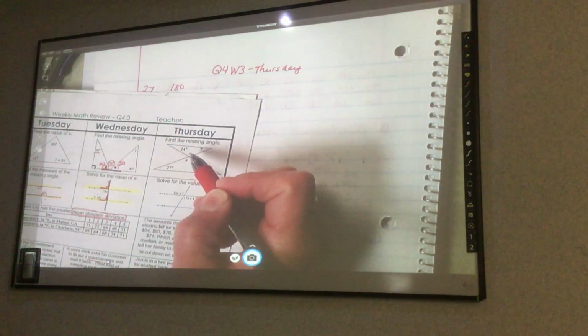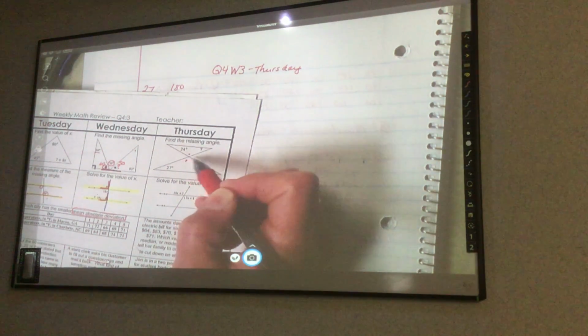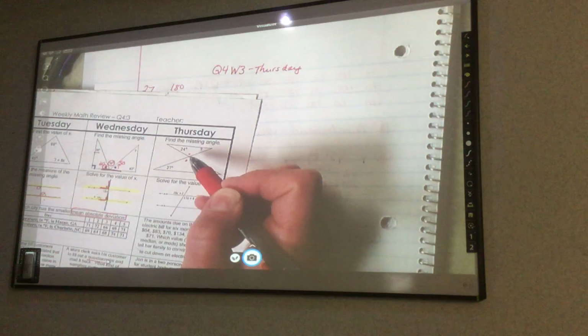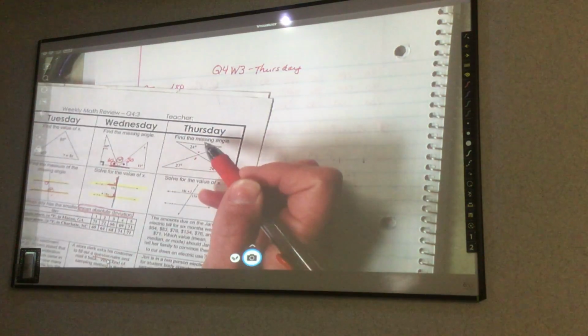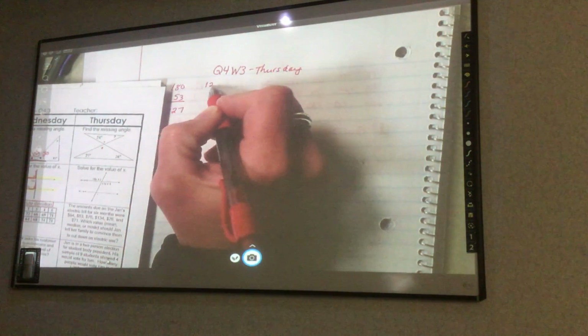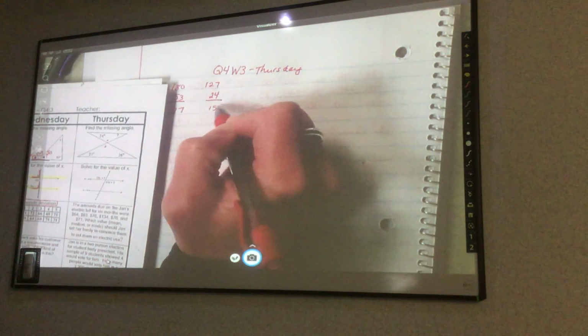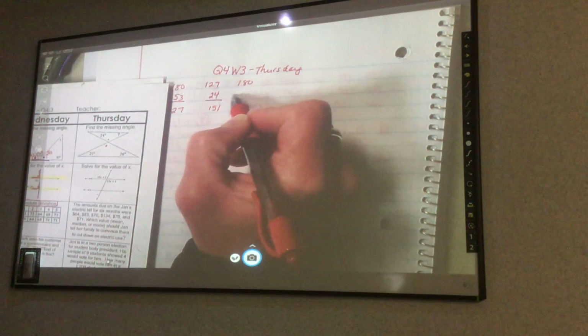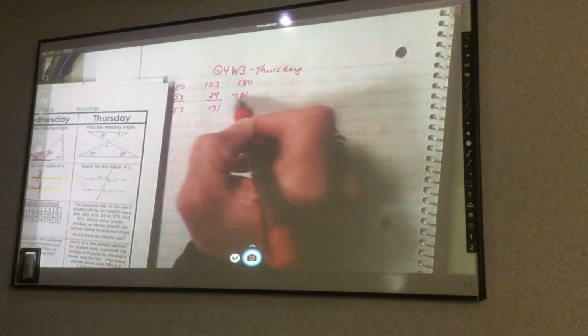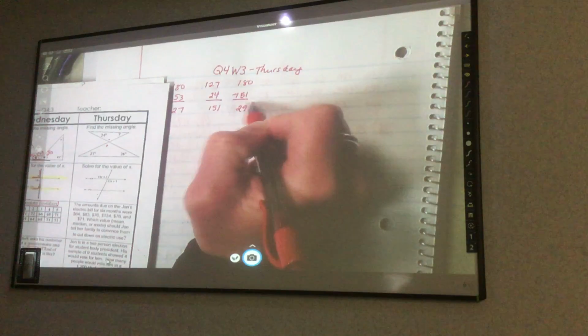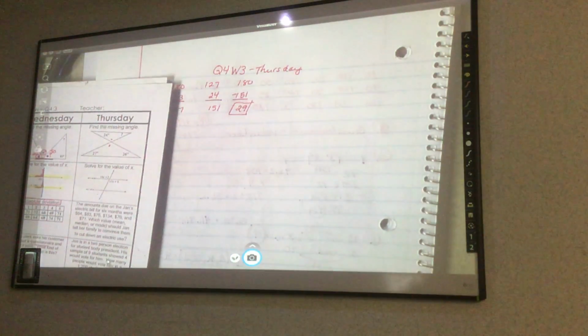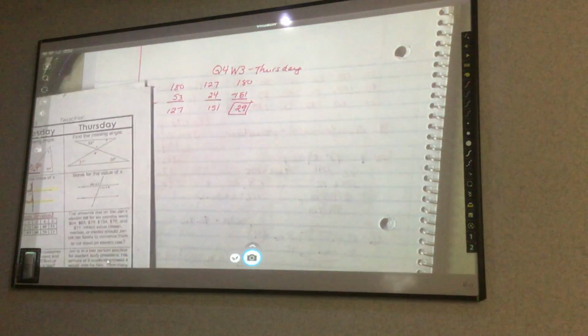What do we call those angles when they're right across from each other sharing? What are they called? Vertical. So then I have 127 plus 24 equals 151. And then 180 minus 151, and I get 29. How many of you got 29 for number 1? I should see everybody's hand at this point.